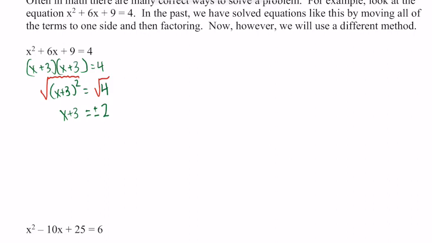Now, because these are like terms here, the 3 and the 2, to solve this and get x by itself, we'll split it up into two equations. x plus 3 equals 2, x plus 3 equals negative 2. The first one, we subtract 3 from both sides. We end up with x equals negative 1. The next one, we subtract 3 from both sides. We end up with x is equal to negative 5.